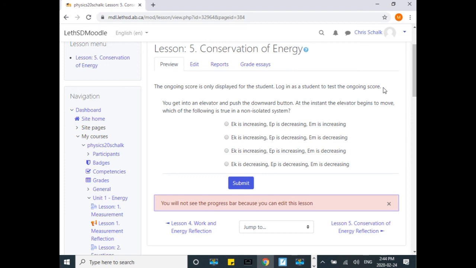So let's read through these here. Did your kinetic energy go up or down? Did your potential energy go up or down? Did your mechanical energy, meaning the total sum of your system, did it go up or down? Let's do the last one first. Is it going to be mechanical energy increasing or decreasing? It has to be decreasing.